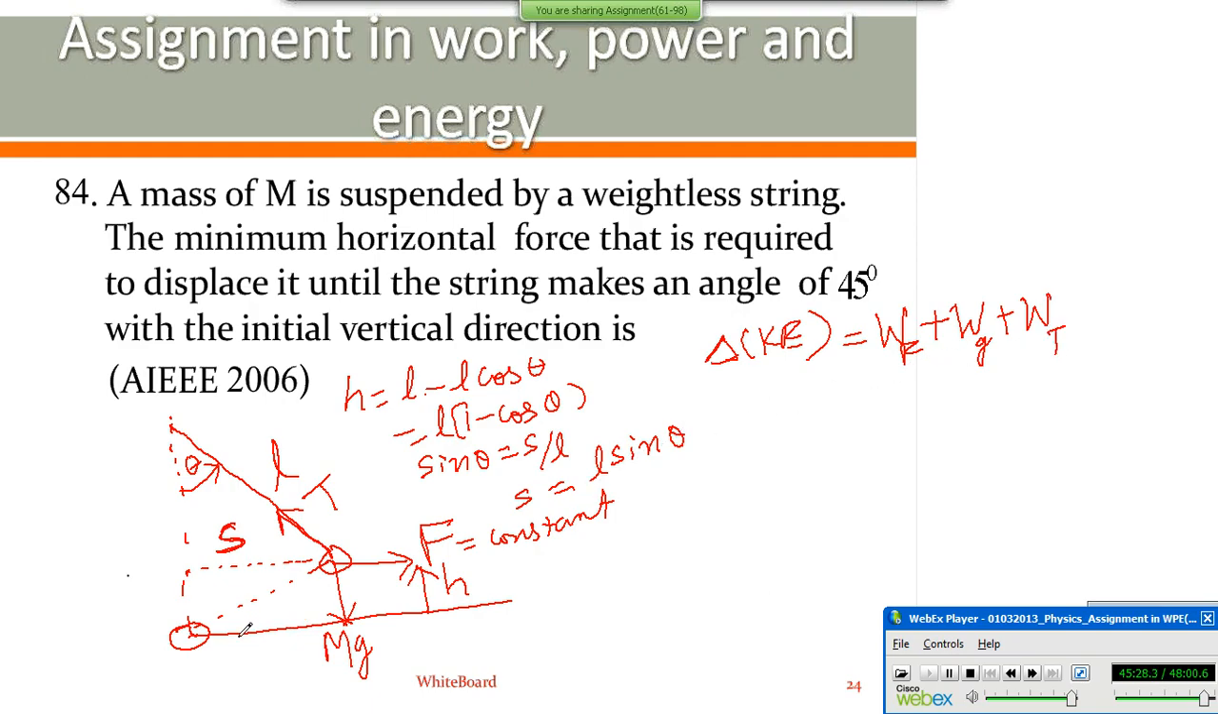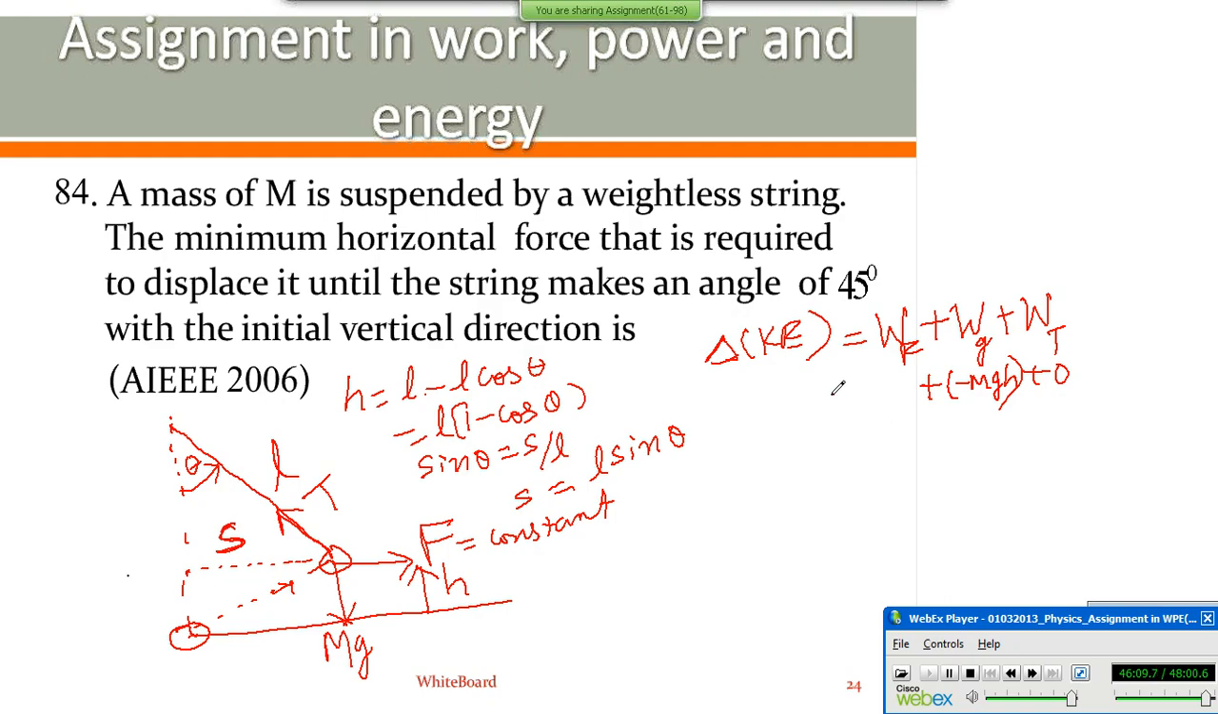We have to calculate the minimum force required. So the mass is moved slowly from the lowest position, where the string is vertical, to the new position where the string makes an angle theta equal to 45 degrees with the vertical, very slowly. Throughout the displacement, the tension force continuously acts perpendicular to any infinitesimally small displacement in the path. So work done by the tension force can be taken as 0. And work done by the gravitational force, when the body rises through a vertical height h, you can write as minus mgh.